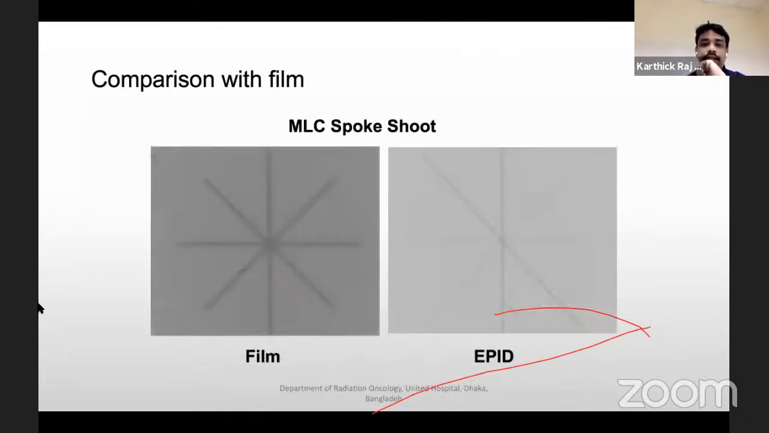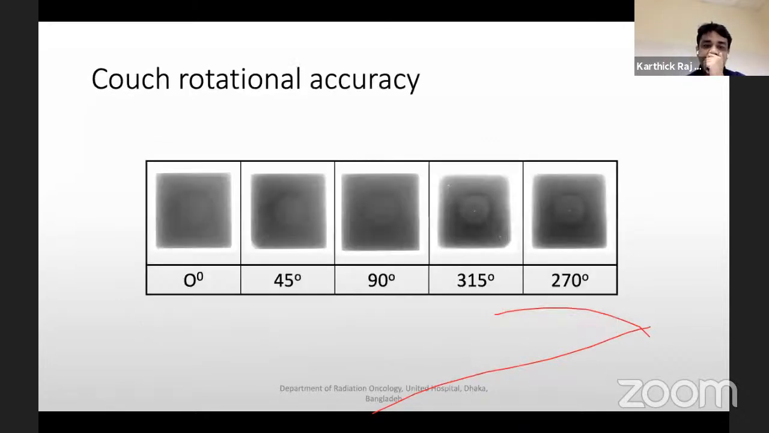This is a comparison we did with the film and an EPID, and still it's a very comparable resolution, so you can use either a film or an electronic portal imaging device for these quality assurance checks on a routine basis.